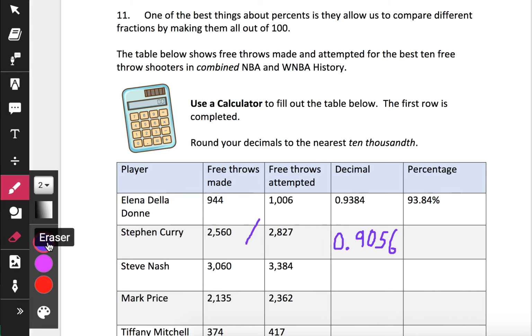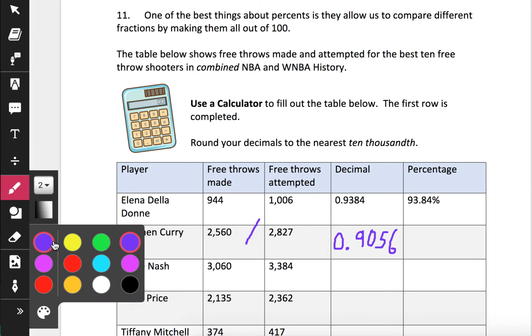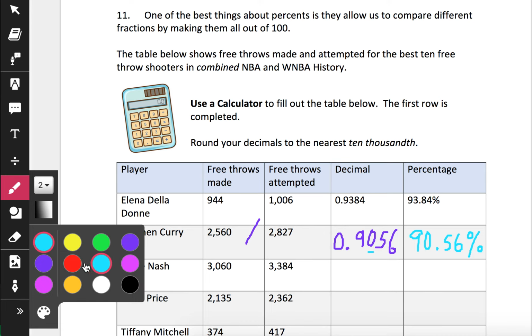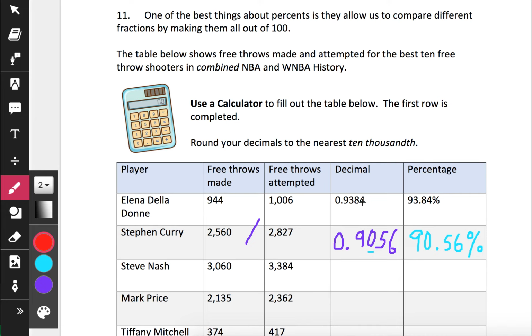And again, as a percent, look at the hundredths place. That's going to be the ones digit of your percent. So 90.56%. One trick, or pattern, you'll notice is that when you're going from a decimal to percent, the decimal point moves over 2 places. So 0.9056 becomes 90.56%. 0.9384 becomes 93.84%.